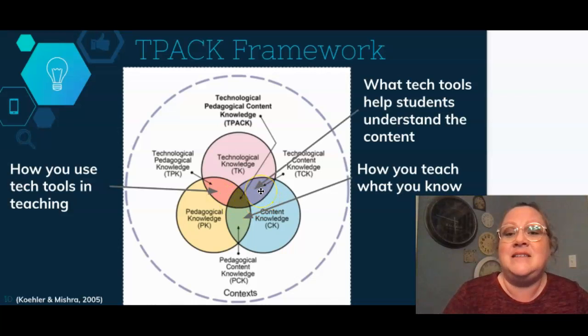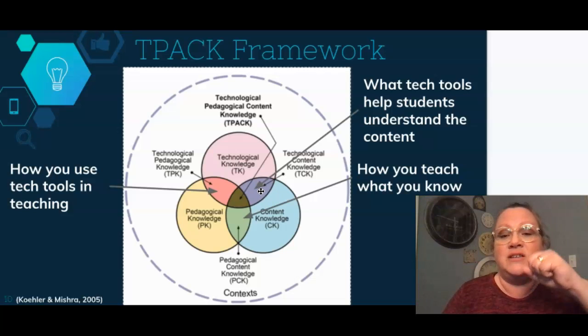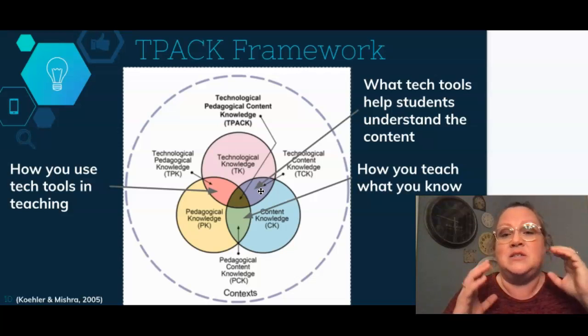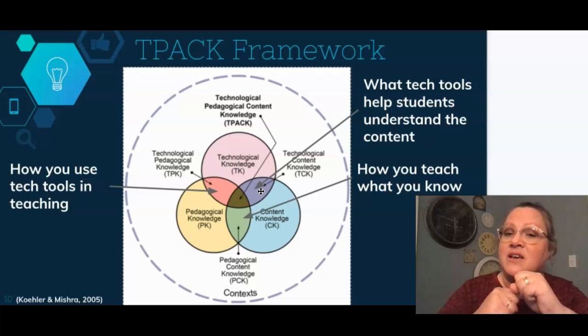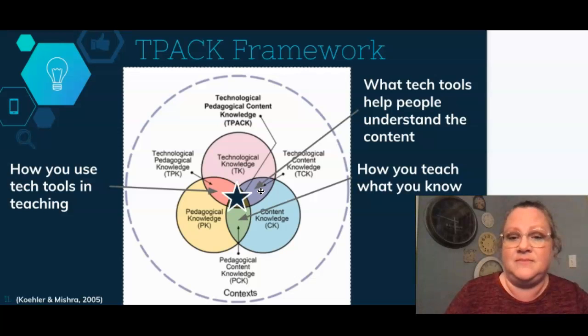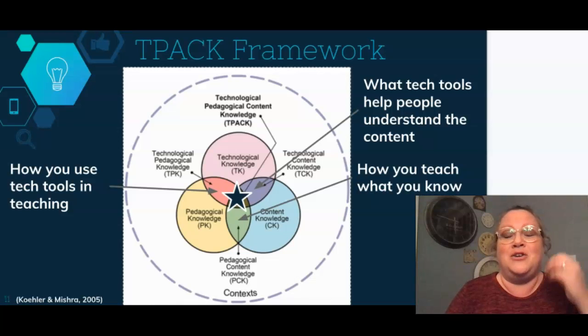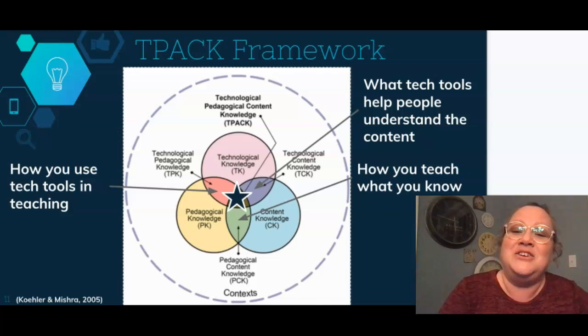This area, technological content knowledge, says what tech tools help the students understand the content. There are technology tools that are made especially to understand specific content areas. This sweet spot in the middle, that's where the 3 overlap. It's where what you know about your content, your pedagogy, and your technology align to create engaging content for your student.